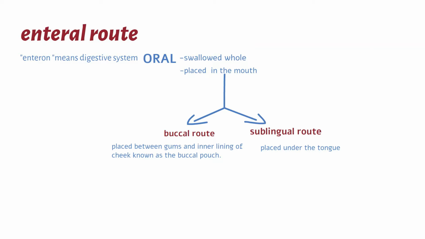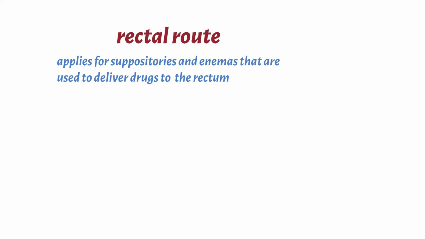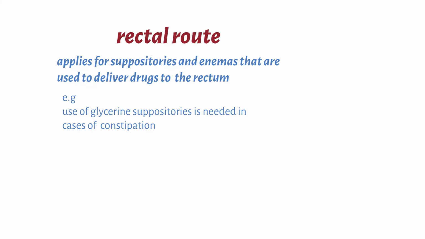This is the most cost-effective, convenient, and commonly used method of drug administration. We also have the rectal route, and this applies for suppositories and enemas that are used to deliver drugs to the rectum. For example, the use of glycerin suppositories is needed in cases of constipation.